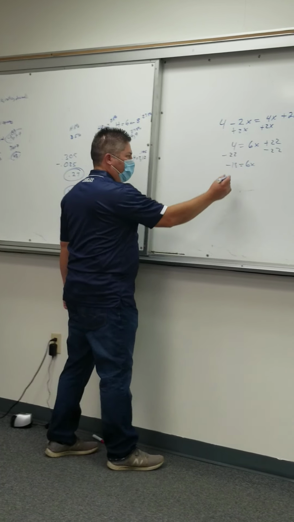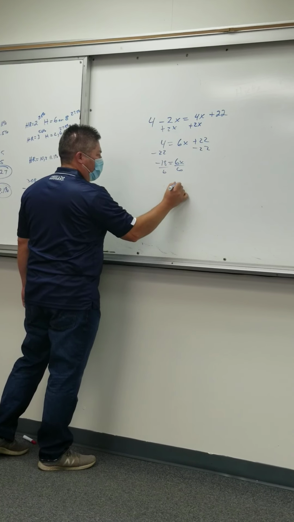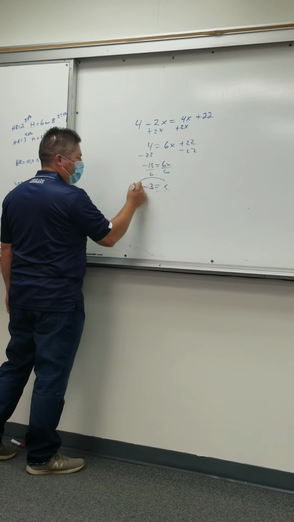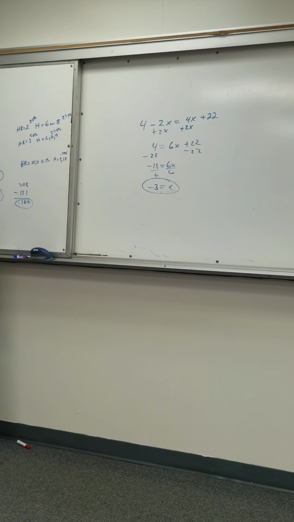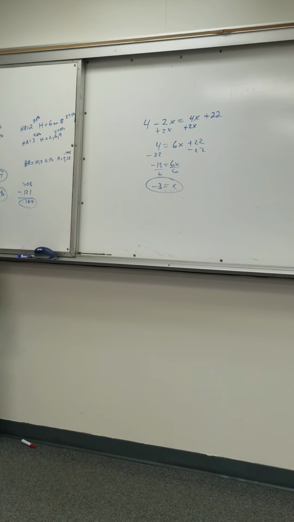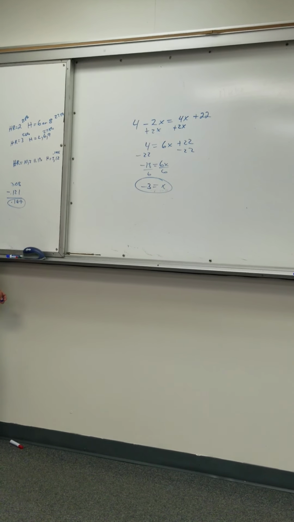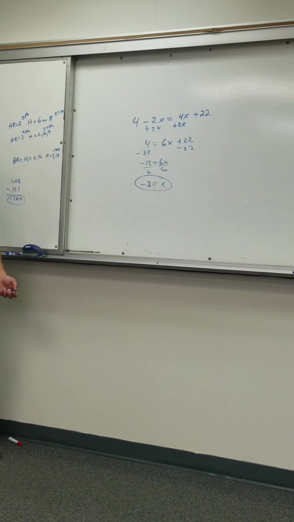Divide by 6. And x is negative what? 3. Doesn't it go in 3 times? Yeah, 6 times 3 is 18. Okay, so negative 3. That's my answer. Is that okay to have an answer that is negative? Yeah. What does it mean?